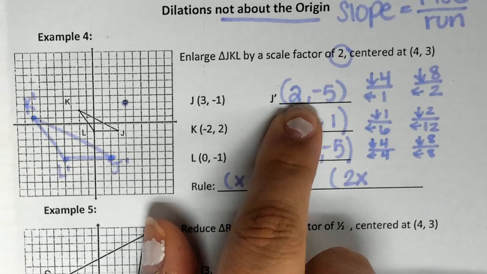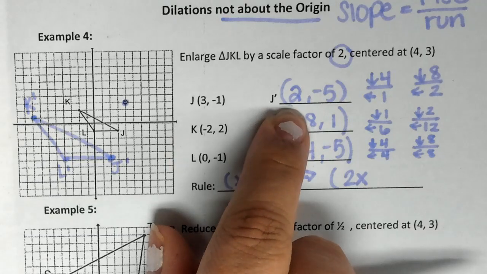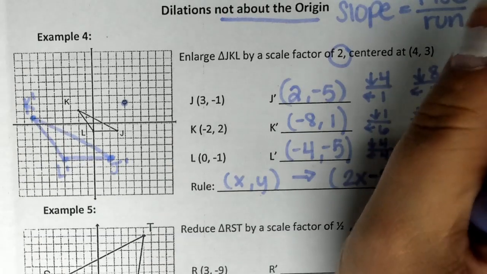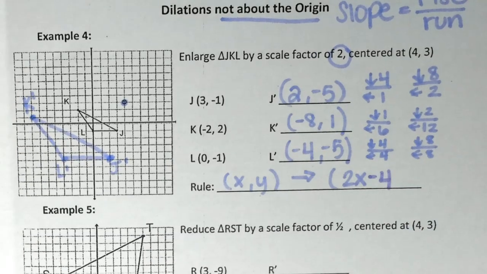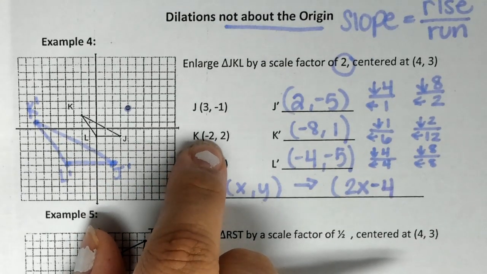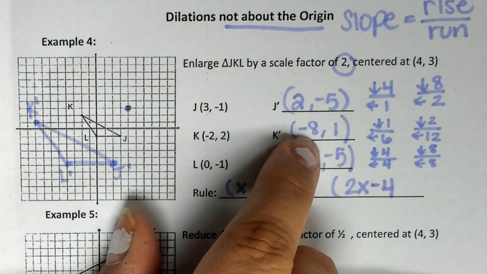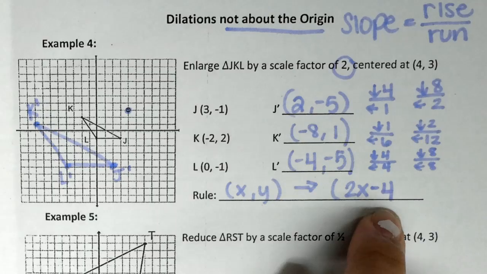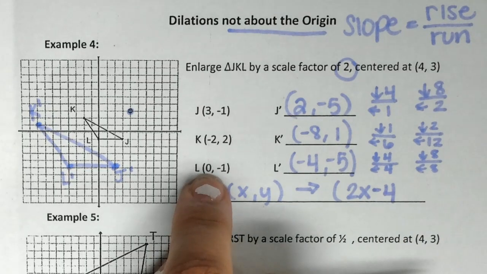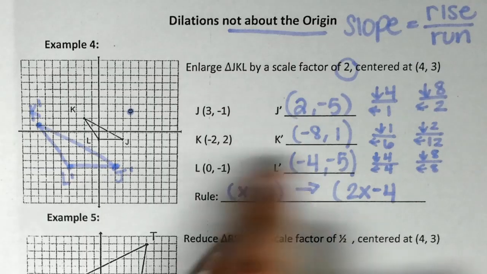No. How do I get to 2 if I'm at 6? What's 3 times 2? How do I get to 2? Adding or subtracting. Okay, let's check and make sure that works. What is -2 times 2? Minus 4. Does that work? And then what is 0 times 2? Minus 4. So that works for all my x's. It has to work for all of them.